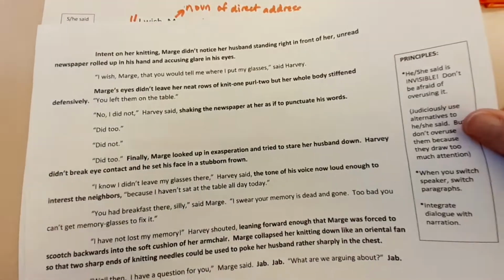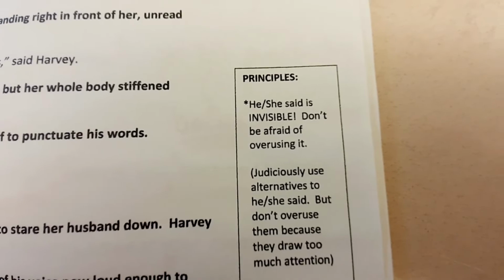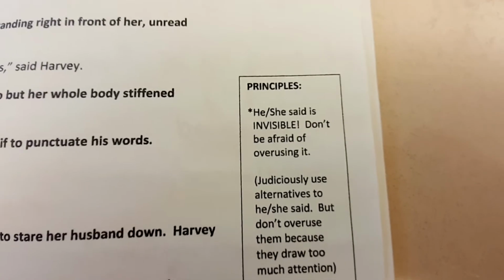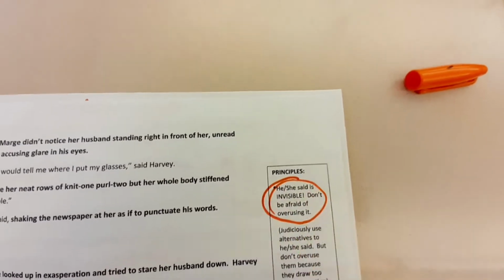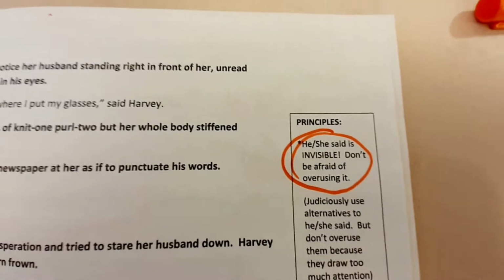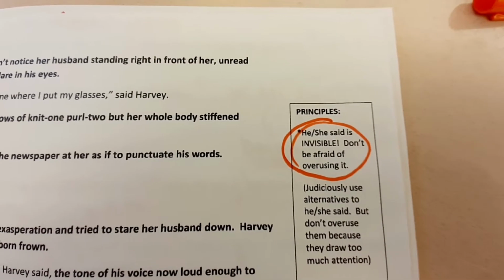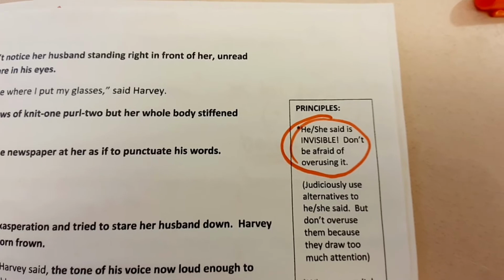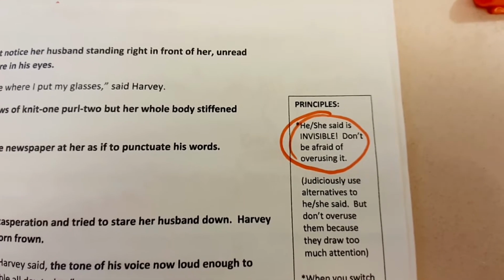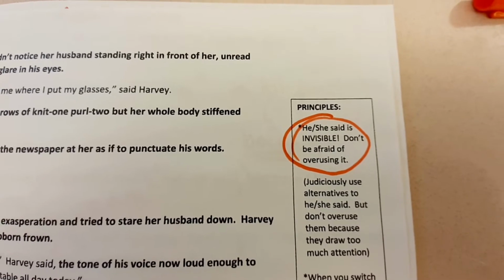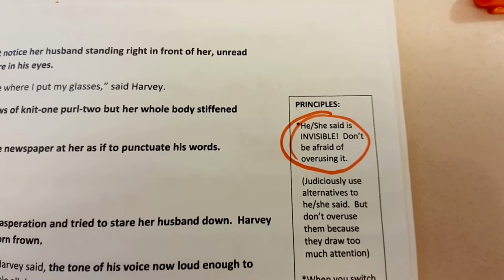So now, on your second page, go over to this little box over here, and let's take a look at a couple of important points. Okay, in fact, circle this nice little first thing here, where it says that the he said, she said is invisible. Don't be afraid of overusing it. He said, she said is the dialogue marker. It almost acts like punctuation. Seriously. Your brain scans over it very quickly, and it just says to you, look, here's some dialogue. He said this, she said that. So don't be afraid of overusing it.